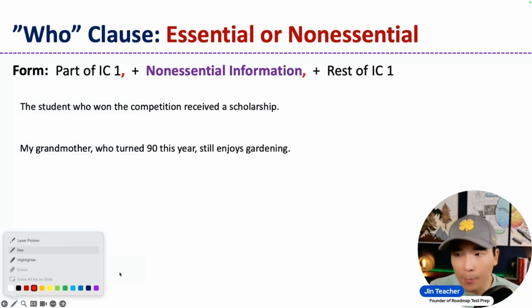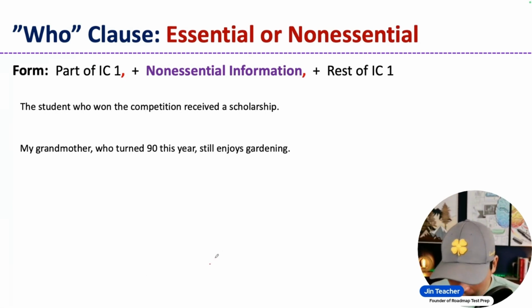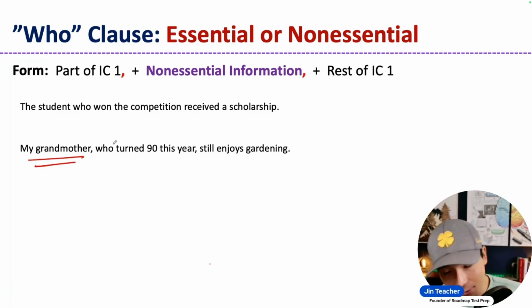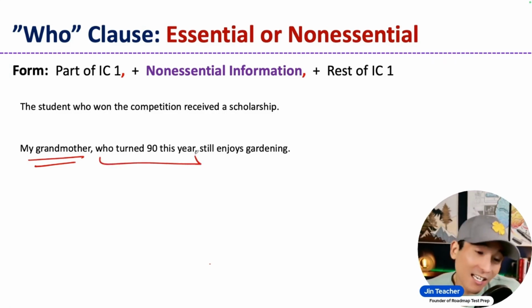We can also apply the specific technical rules for non-essential information here as well. We talked about it here. Well, my grandmother refers to just one, right? So we know that when it refers to one, then this who clause is going to be non-essential. We talked about that with the positives. But we can also look at non-essentials in this way too.